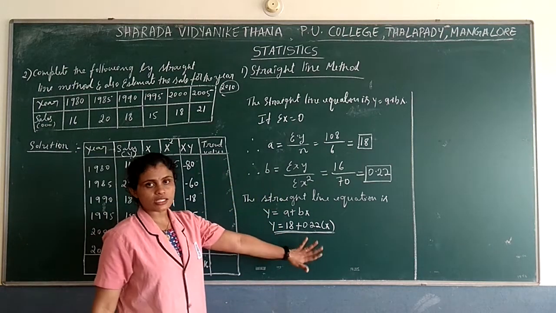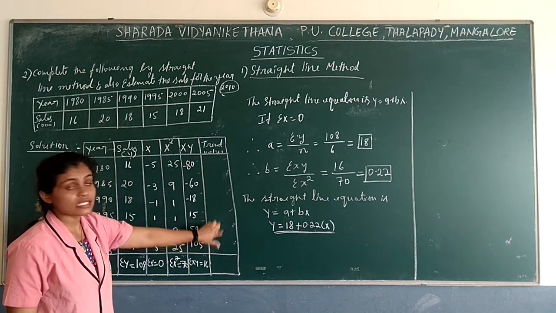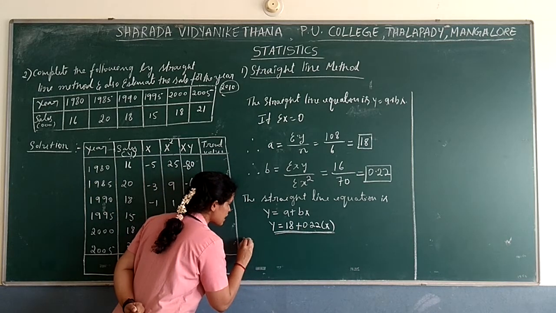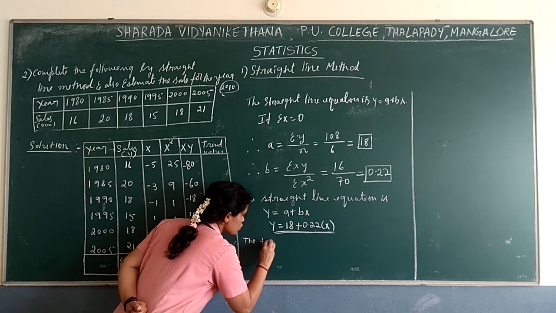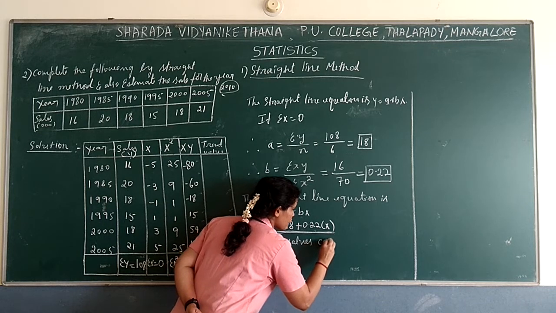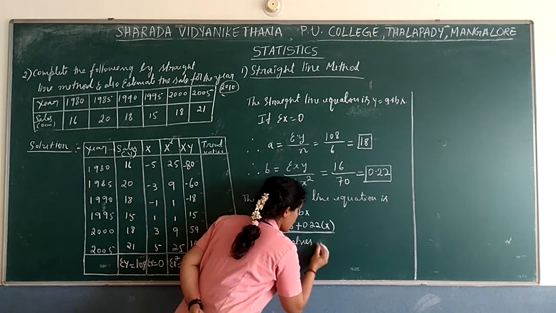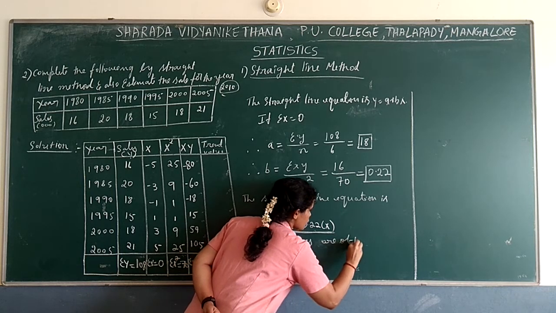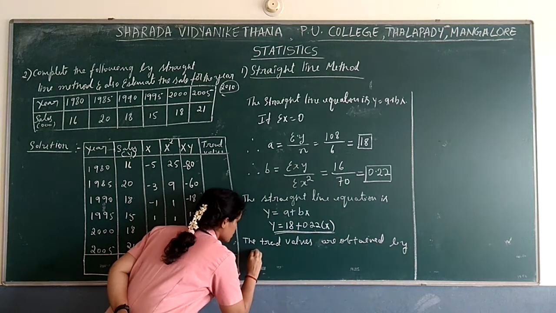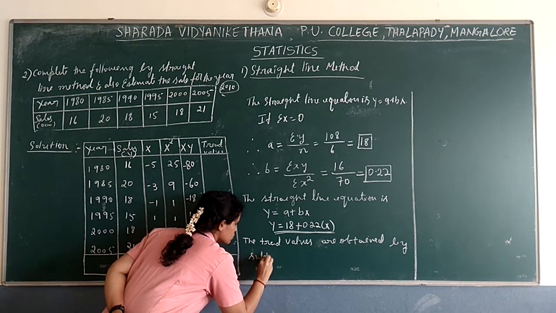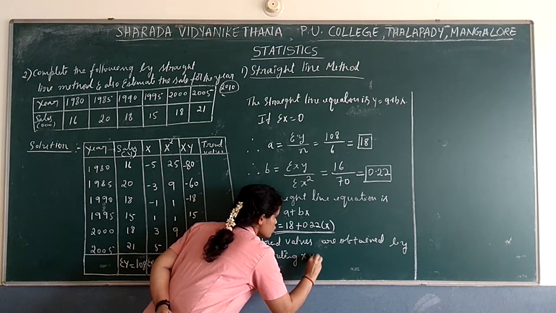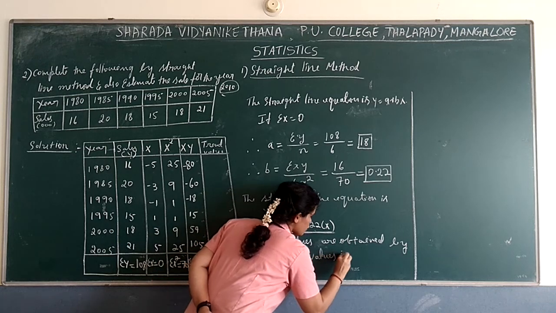Now through this equation, we need to find out the trend values. But before that, you have to write the sentence like this: the trend values can be obtained, or trend values are obtained, by substituting x values into the equation.